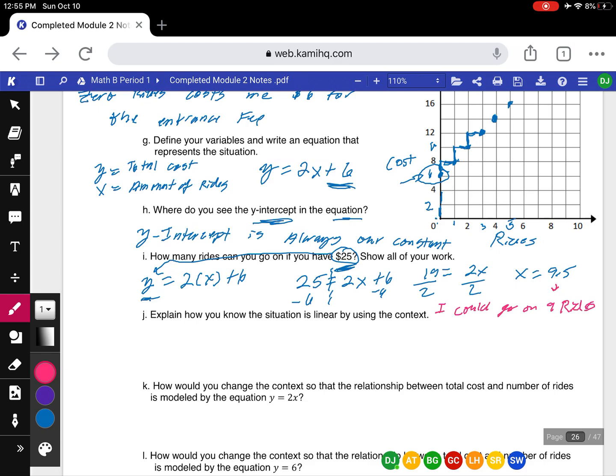Now explain how this situation is linear by using the context. And so it's not saying because it has a rate of change. We know that it's linear, but it says by the context, so by the story. And the story tells us that it costs $2 per one ride. And that's what makes it linear.